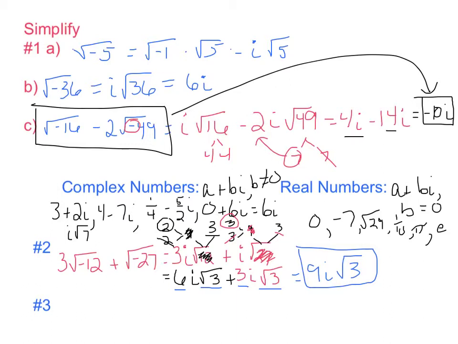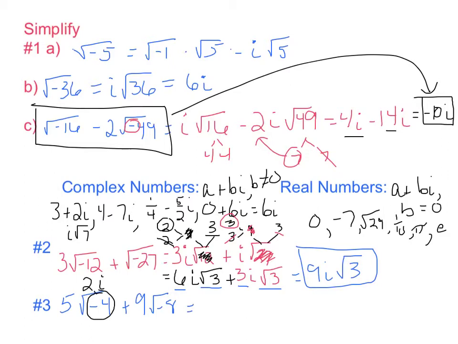Here, let's try another one. 5 times the square root of negative 4 plus 9 times the square root of negative 8. Simplify that as far as you can. Alright, well, let's take a shortcut here with the negative 4. Hopefully by now that should be getting pretty easy for you. That is really just 2i. The square root of negative 4 is really just 2i.